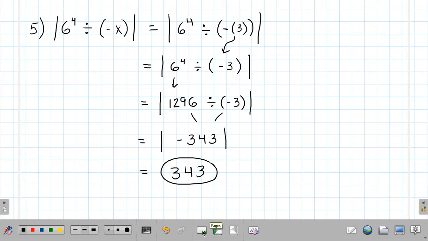Now the last question here for this section, number 6. This one's probably the most difficult. So we have negative, and then in parentheses 7 minus x, close parentheses. The parentheses are going to be squared, okay? And then we have times y.